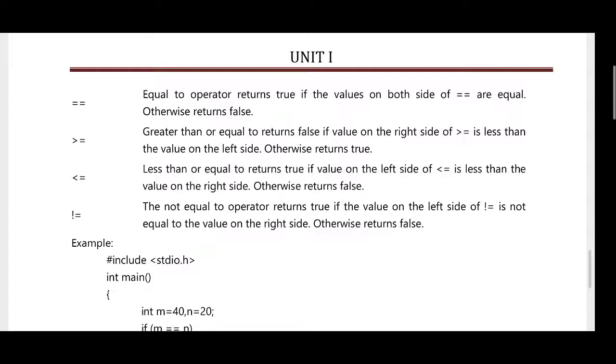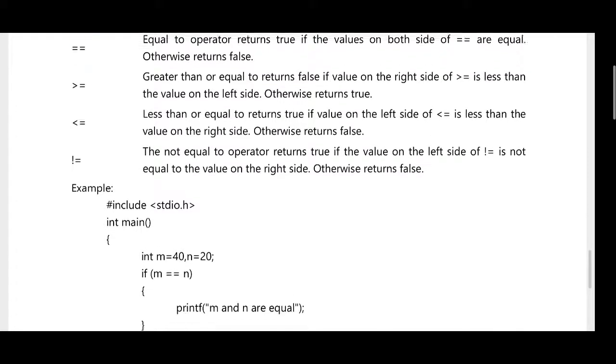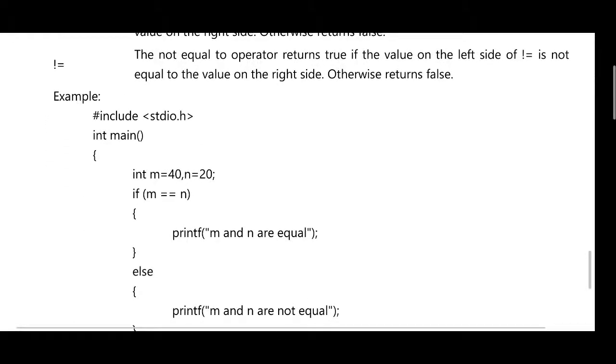Less than or equal to returns true if the value on the left side of less than or equal to is less than or equal to the value on the right side, otherwise returns false. The not equal to operator returns true if the value on the left side of not equal to is not equal to the value on the right side, otherwise returns false. Here is an example program.